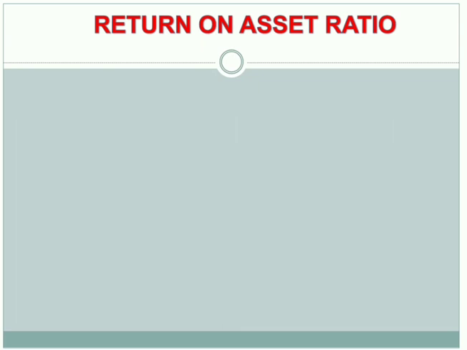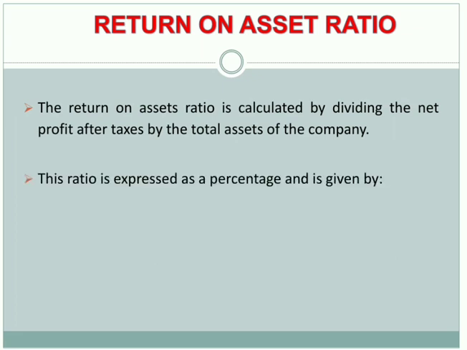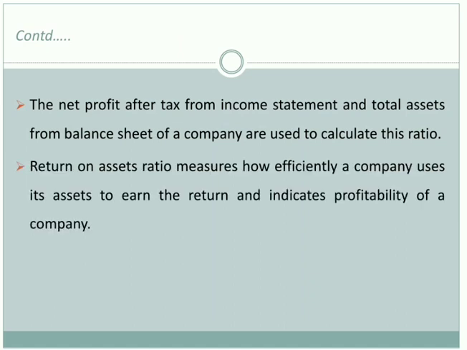Return on assets ratio. The return on assets ratio is calculated by dividing the net profit after taxes by total assets of the company. This ratio is expressed as a percentage and is given by net profit after taxes upon total assets. The net profit after taxes comes from the income statement, and the total assets we take from the balance sheet and are used to calculate this ratio.